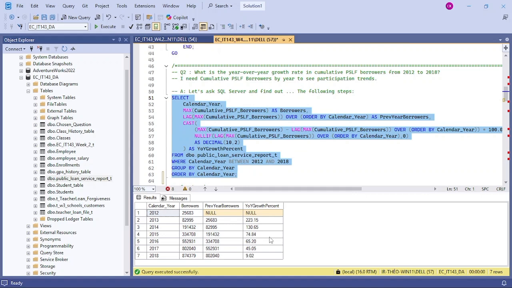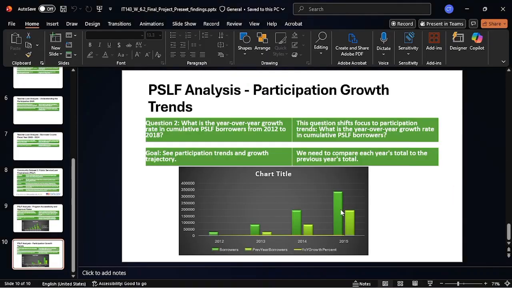This is the result. We have the number of borrowers, the difference from the previous year, and the year-over-year growth percentage. And you can see that in 2015 the number of borrowers considerably grew.